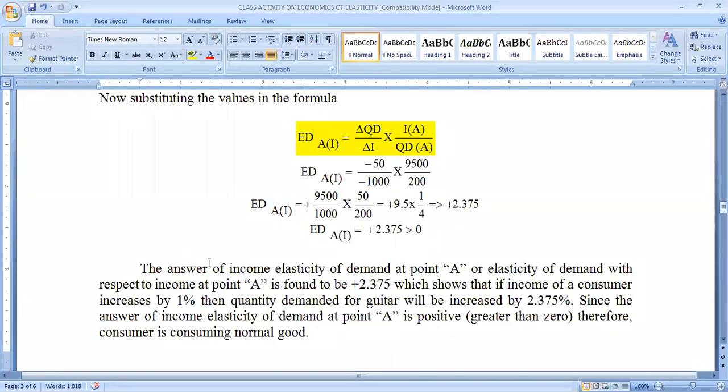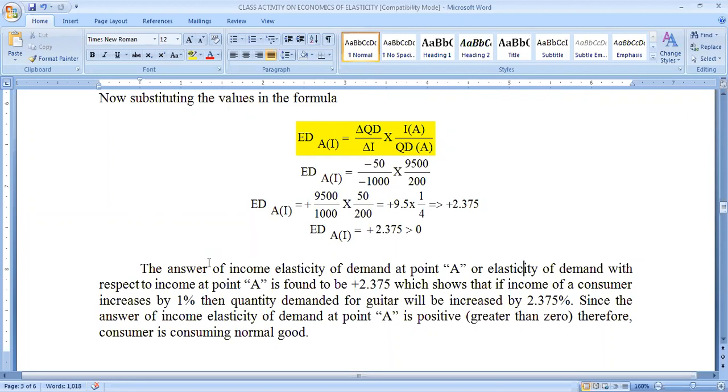And what about a normal good? A product is said to be a normal good if the price elasticity of demand for a good is negative, but the income elasticity of demand for a good is positive. Then the good is said to be a normal good. Okay. So after understanding the concept of normal, inferior, and Giffen goods, let us consider our case.